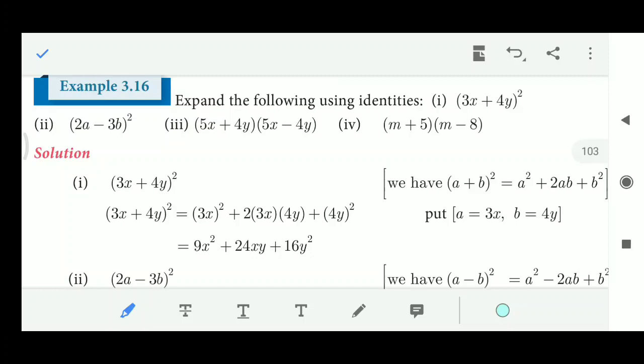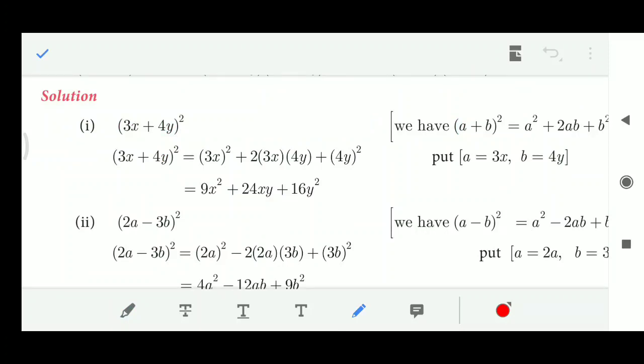Example 3.16. Expand the following: (3x + 4y)², then (2a − 3b)². Third one, (5x + 4y)(5x − 4y). Fourth one is (m + 5)(m − 8).